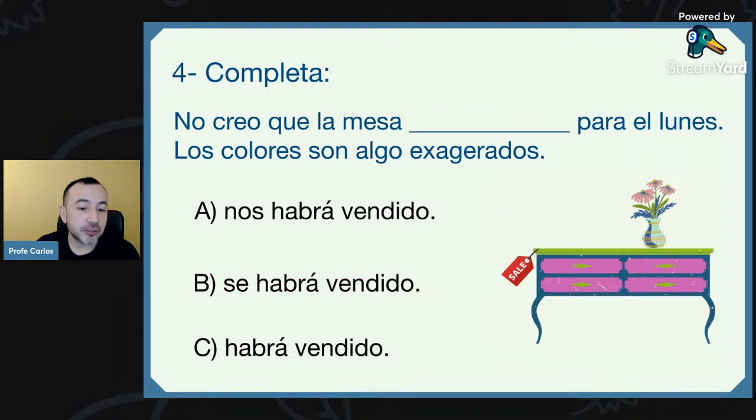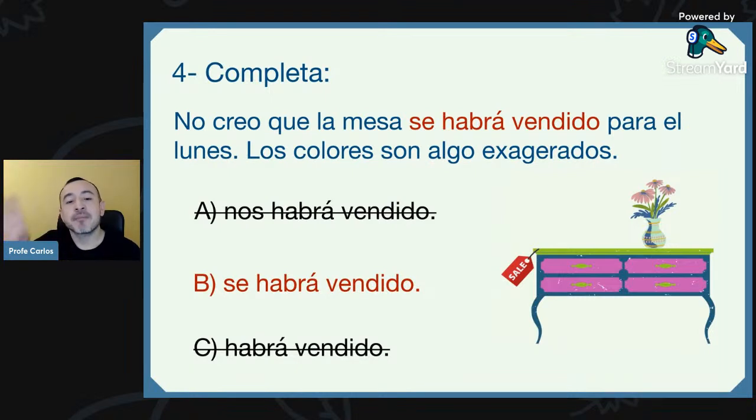So as you can see, I was trying to trick you with that nos, because I was trying to see whether you would place the pronoun correctly or the subject of what we're talking about. So this se is what we call the impersonal se. We're not saying who is selling the table. It's just like the action that is going to be sold. So basically we're saying, I don't think that the table will have been sold for Monday. The colors are a bit exaggerated. So well done. Moving on.